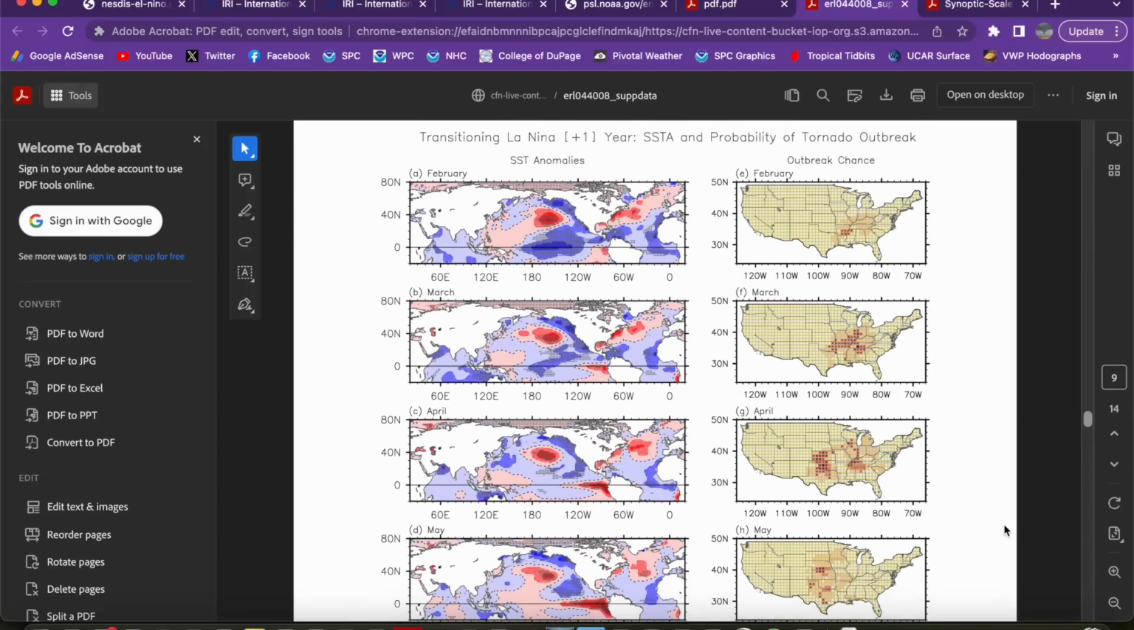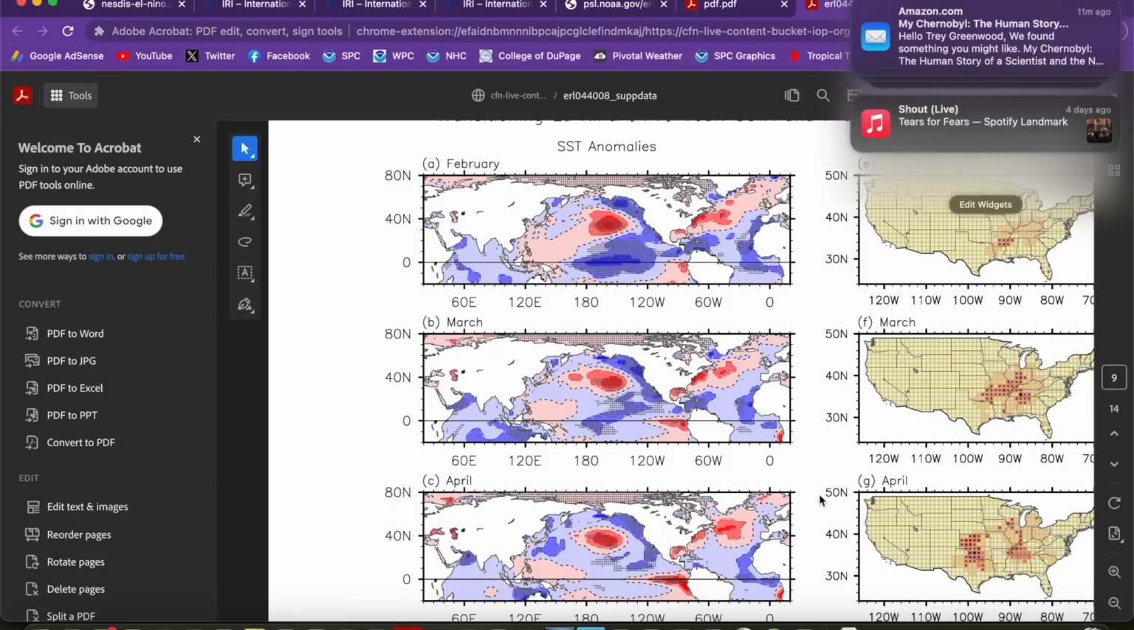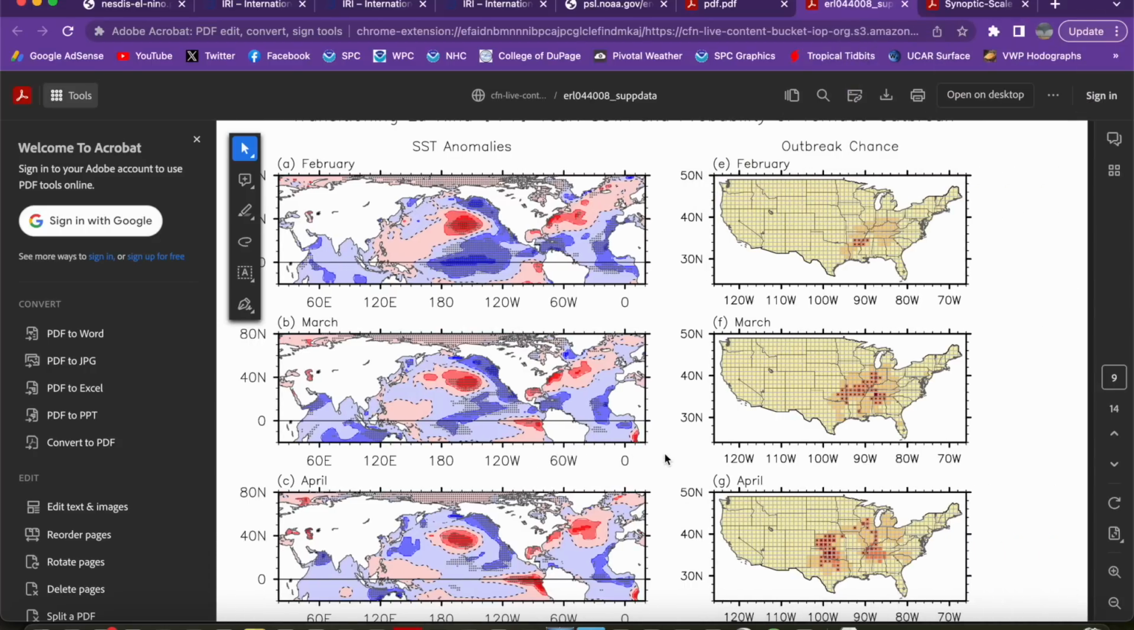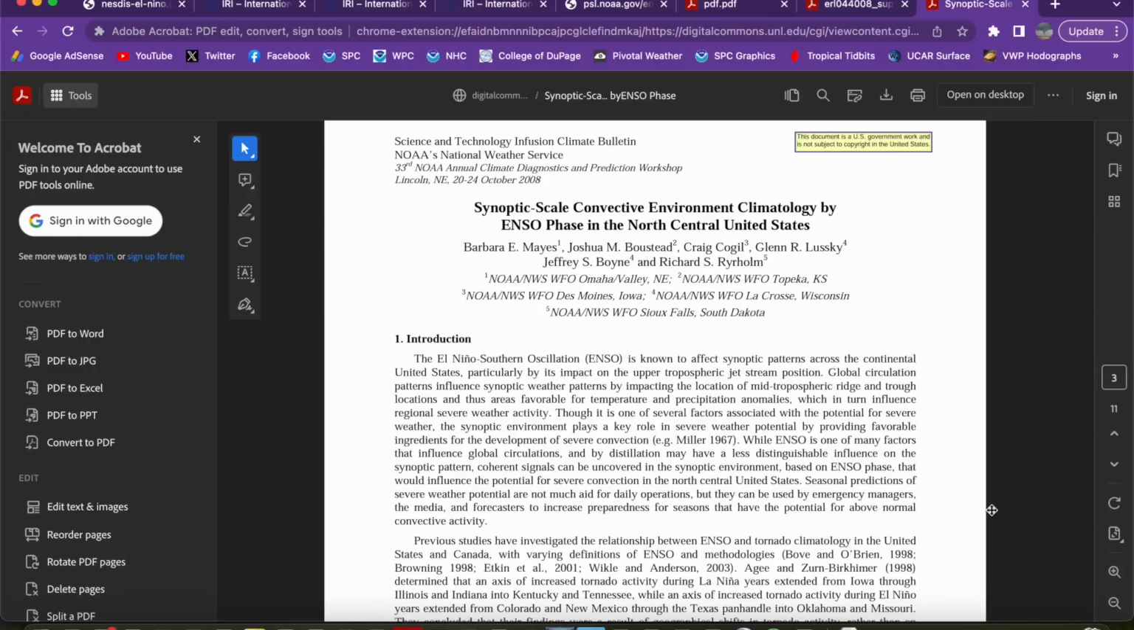But nonetheless, it looked like a fairly active early spring given this transitioning La Nina phase, and also our highlighted areas in the study here during the early spring months there from the traditional areas of the central to southern plains and then into the Midwest, especially highlighting the month of April. There was some evidence, including this paper from Mays et al.